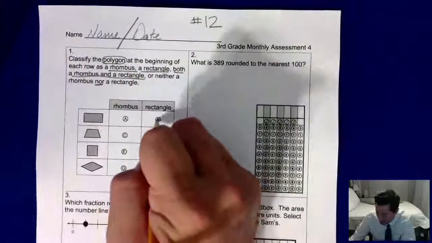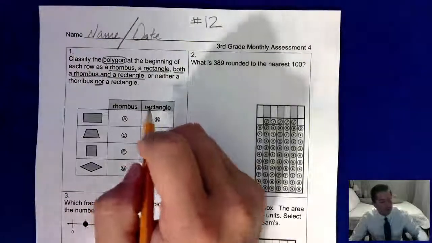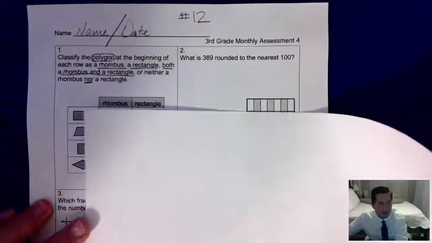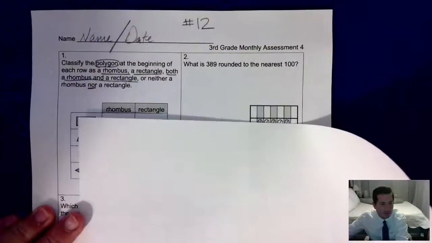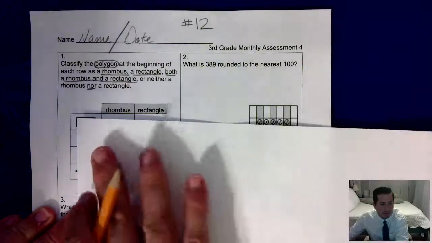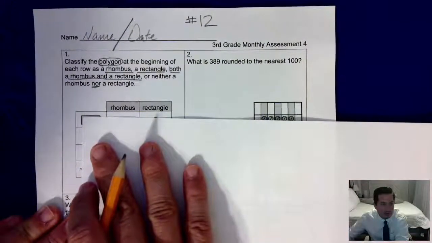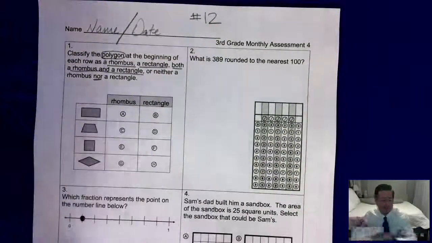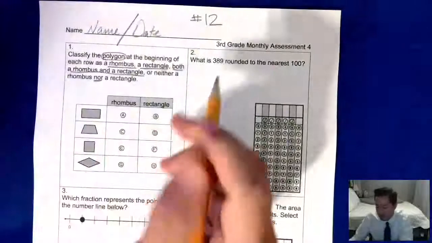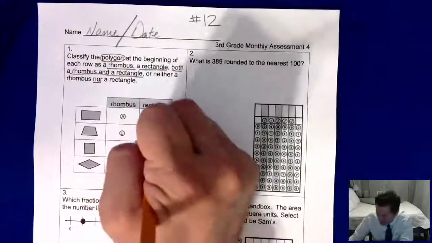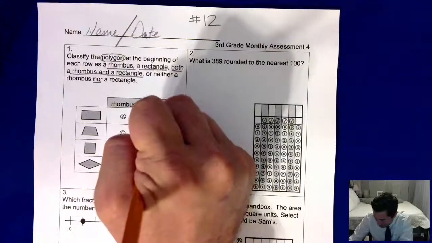So this is going to be definitely a rectangle because it has right angles. Remember, to find a right angle, you would get a piece of paper and just fit it in the corner. And yep, that is a right angle. And then you can match all of them. And a rectangle has 4 right angles. So that is definitely a rectangle.